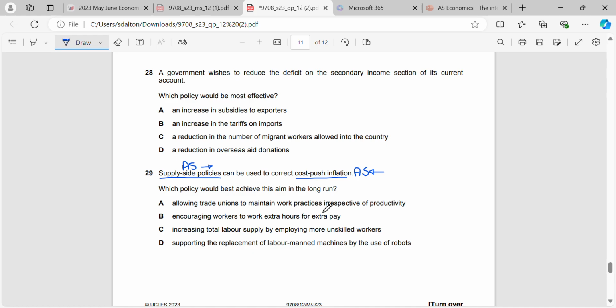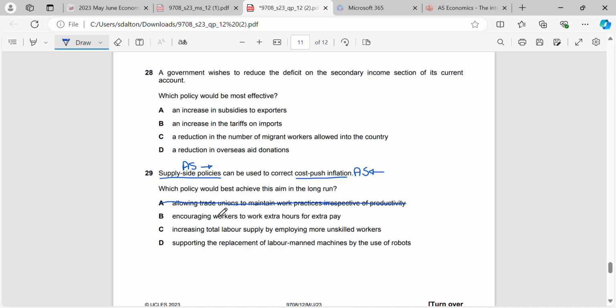So just like we explained in question 30, if it's irrespective of productivity, in the long run that is not going to allow us to achieve that aim, because we need to become more productive in order to correct it, right? Because we need to have our shift in AS over the long term, and a shift in AS to the right allows us to increase our productive capacity.